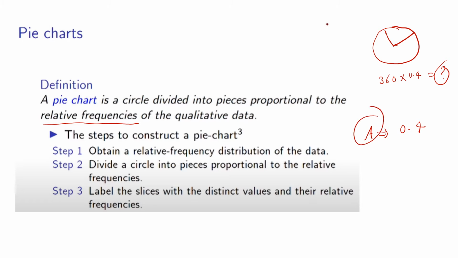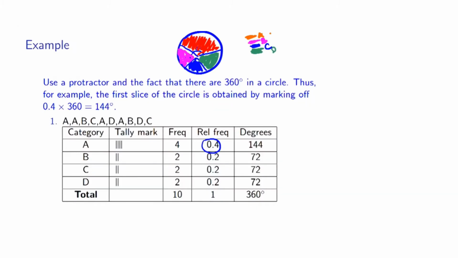Then label the slices with a distinct value and their relative frequency. Then label this slice A and this relative frequency with it. For example, use a protractor and the fact that there are 360 degrees in a circle. Thus, for example, the first slice of the circle is obtained by multiplying 0.4 by 360, which is equal to 144 degrees. This is 144.